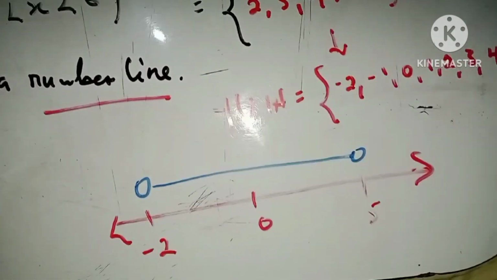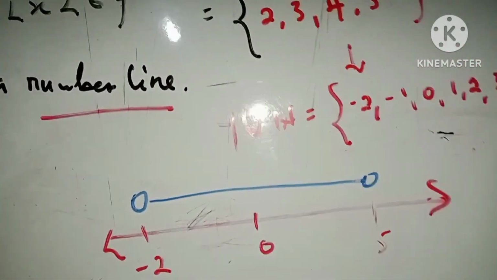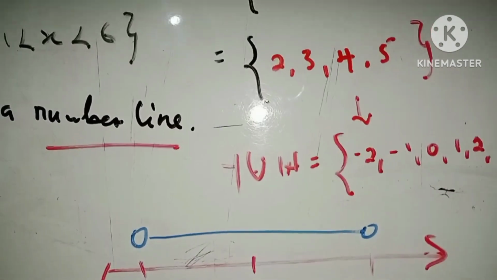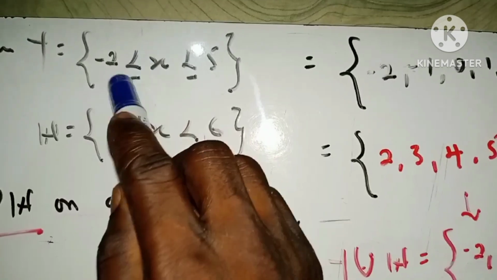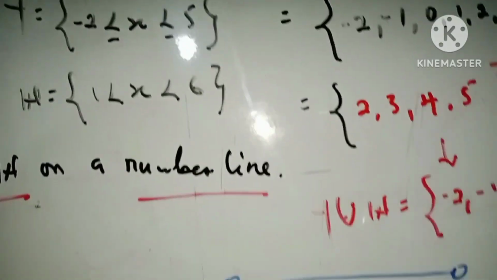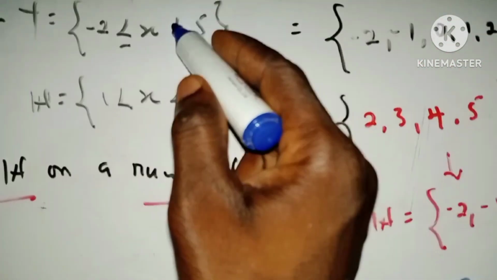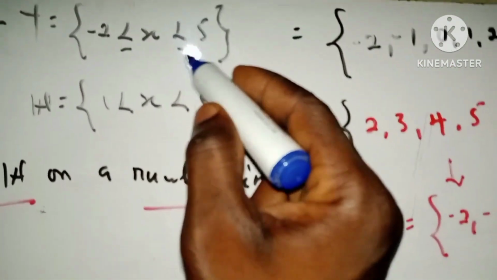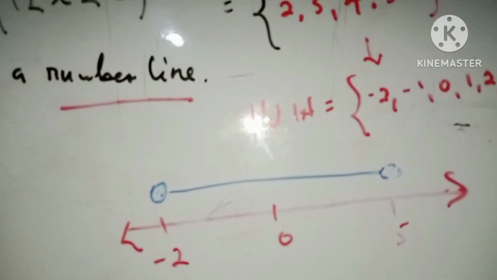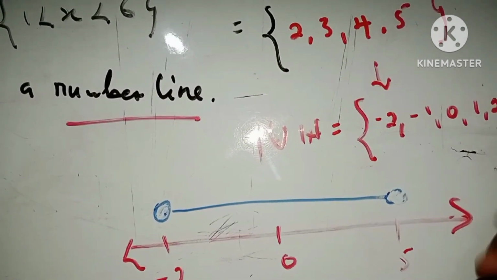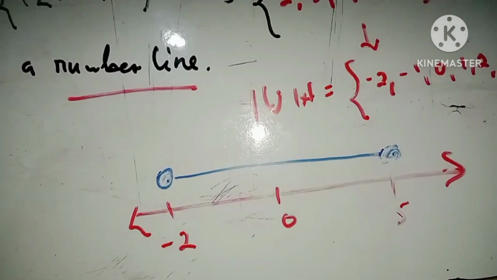Now the final part is, are we going to shade or not? We must shade, because here -2 was part. Look at it: x is greater than or equal to -2. If -2 is part, then it means that we are going to shade. And finally, we have less than or equal to 5, so 5 is also part. If 5 is also part, then you must also shade this point. So shading here, shading here. So this is a very simple number line.